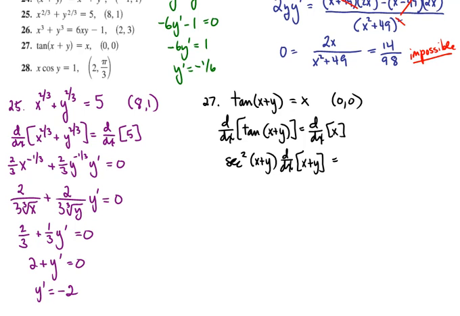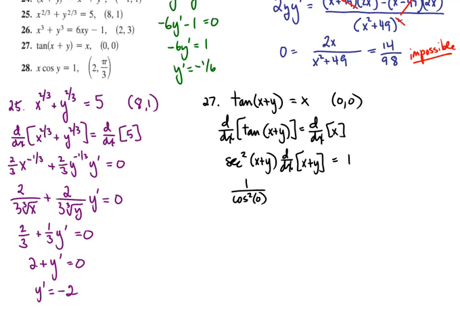All I need to do now, actually, I can start plugging in at this point here. I can't plug into the derivative of x plus y just yet. But secant squared of x plus y, x is 0, y is 0. And so that's the secant squared of 0, or 1 over cosine squared of 0. Now, cosine of 0 is 1, cosine squared of 0 is still 1, and 1 over 1 is 1. So that whole piece is going to become 1.